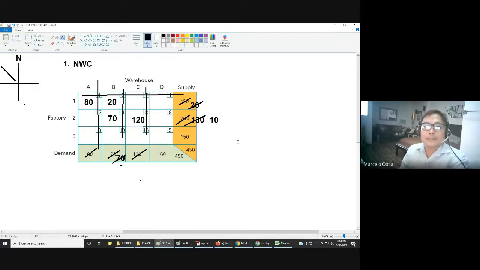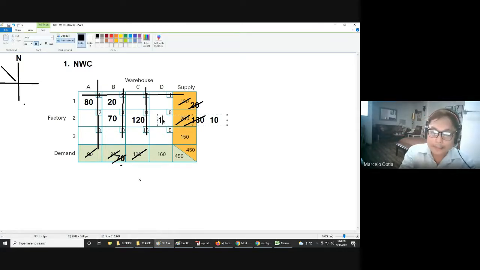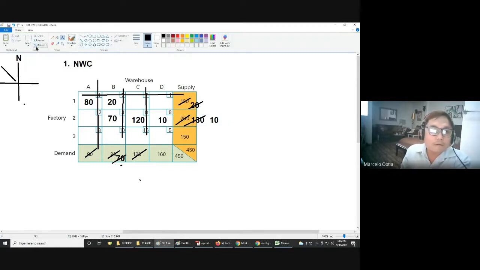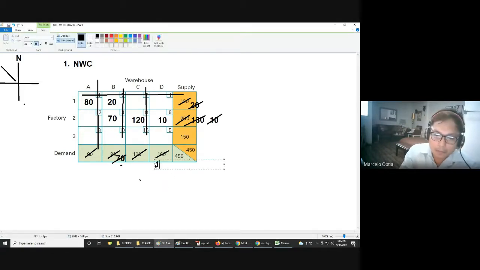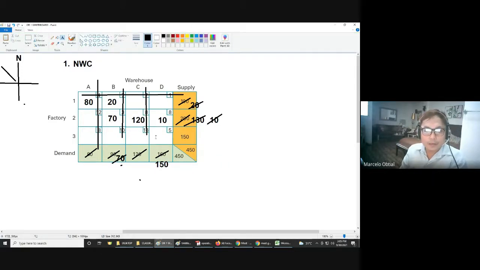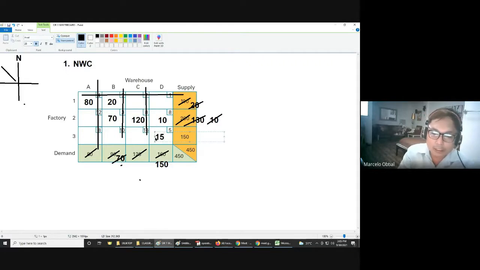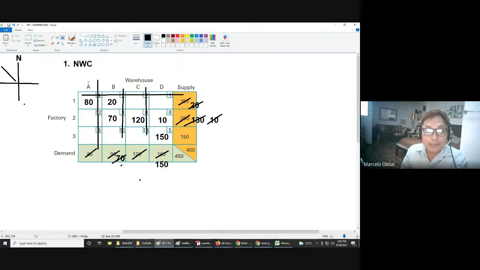Okay? Next. I think wala tayong choice. Ito yung pinaka-northwest, no? This portion. So, we can only put 10. Na-satisfied mo na itong factory 2. Wala na siya pwedeng supply. Pero magbawas tayo dito ng capacity niya ng 10. So, maiwan is 150. As you can see, yung last na cell, okay, 150 and 150. Okay? That's the importance of dapat equal yung supply at saka yung demand. If not, hindi tayo aabot dito na mag-0-0 ito. Okay? So, later na lang siguro yung dami column at saka row.